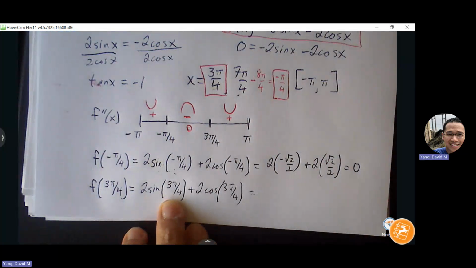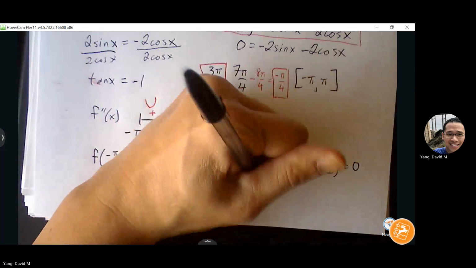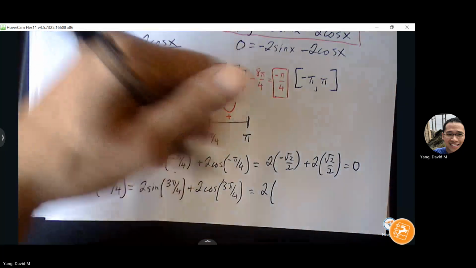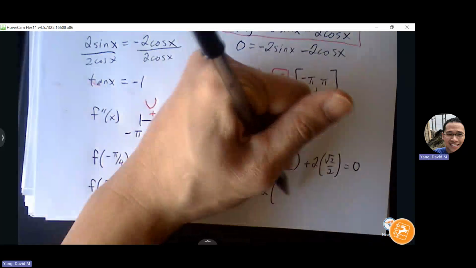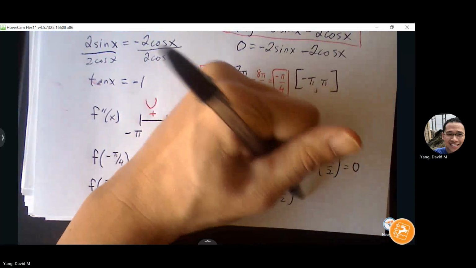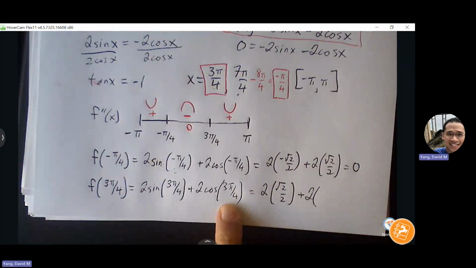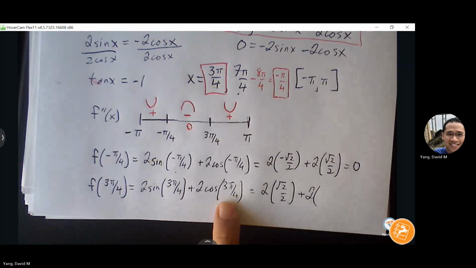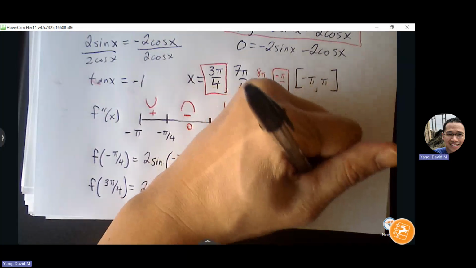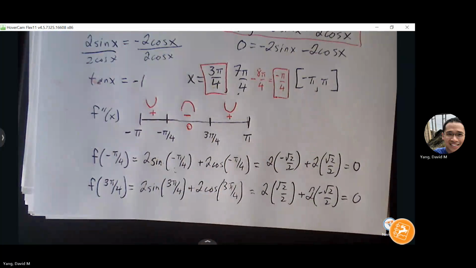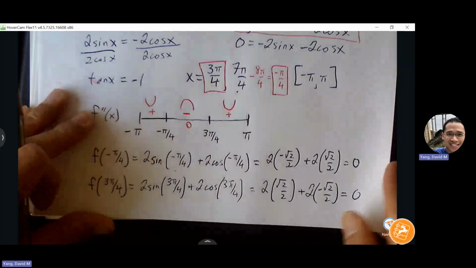All right, what's sine of 3 pi over 4? Second quadrant sine is going to be positive, right? And then what about cosine of 3 pi over 4? Negative, yeah. So this is also going to give me what? 0, yeah. All right, so we have all the ordered pairs that we need. Okay, let's now see if we can build our graph.